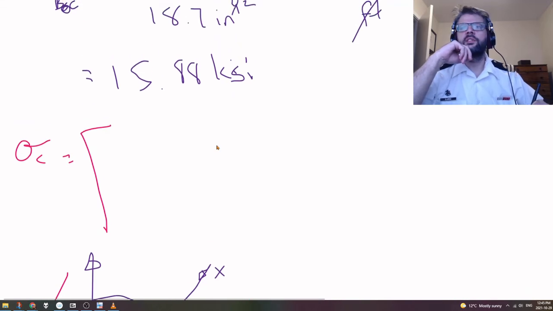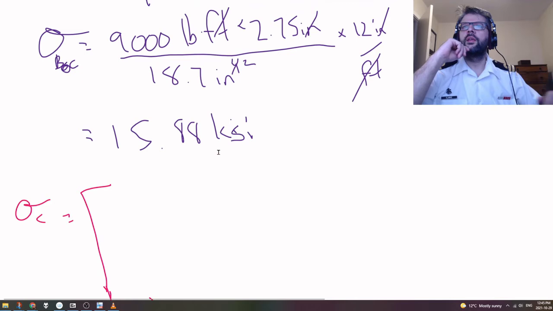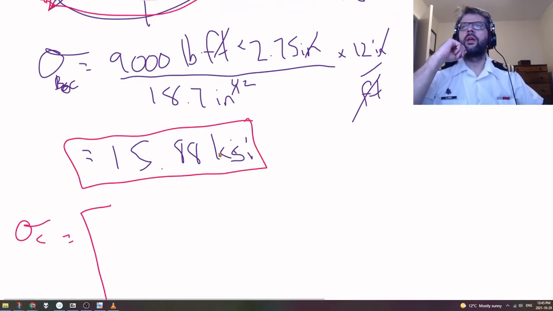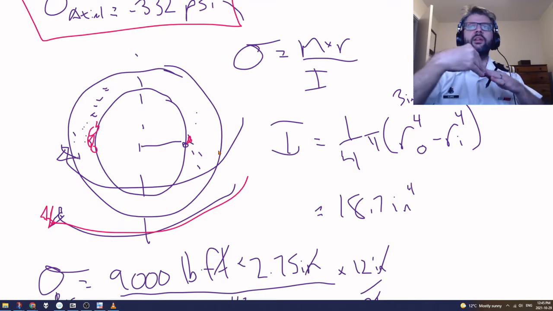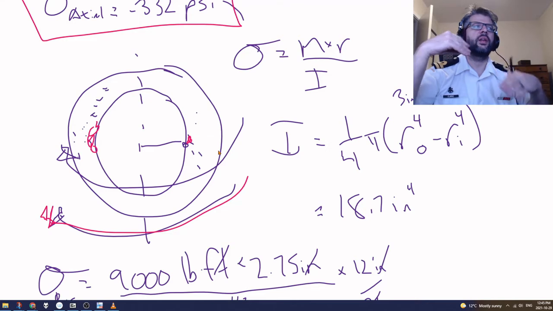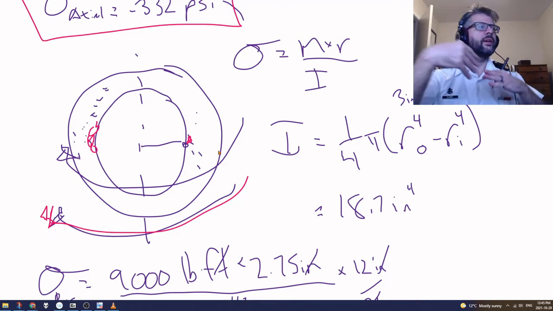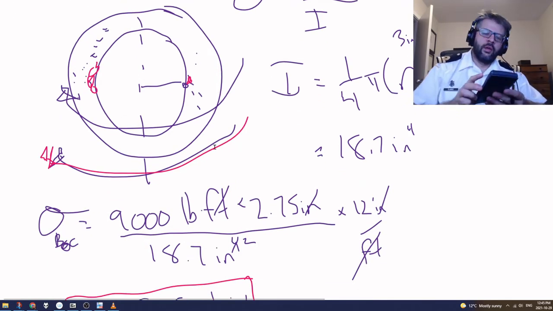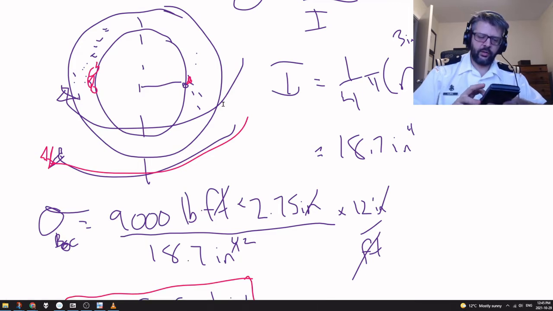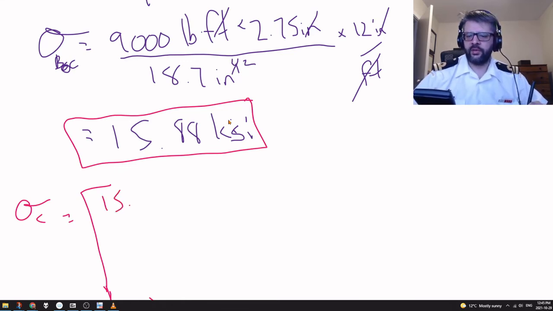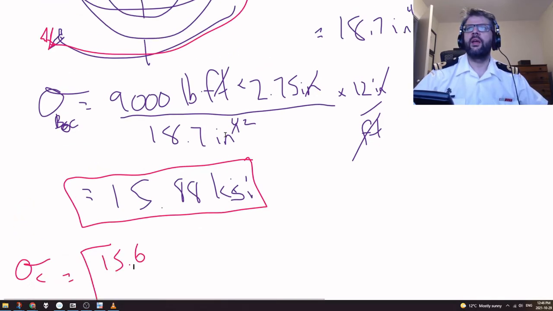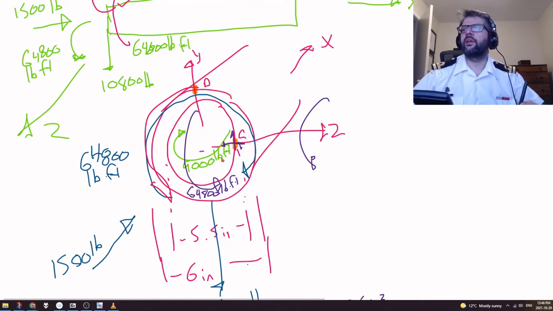Essentially, we've got this tensile, and we've got this compressive. And at that point, those are the only two things that are going to be acting in any of the normal directions. So that's acting in the x direction. So adding those two things together, essentially the 15,882 minus 332, that gives us positive axial tension aligned with the x-axis of 15.6 KSI.